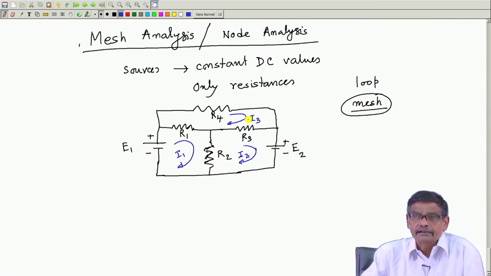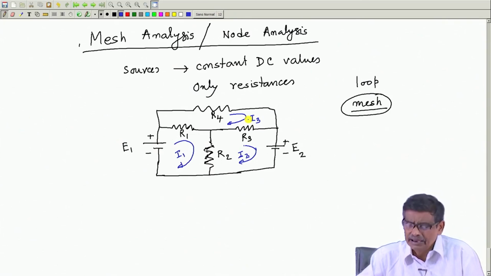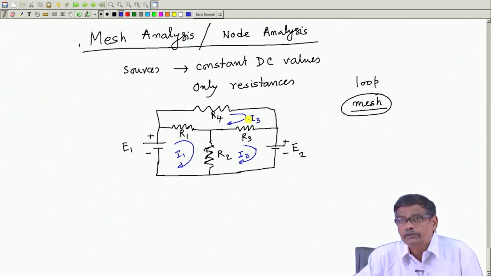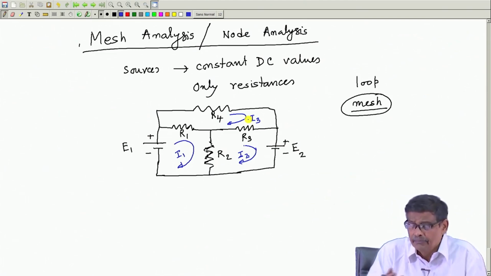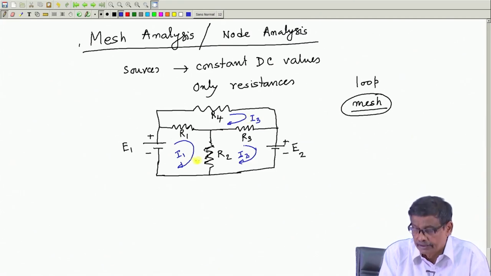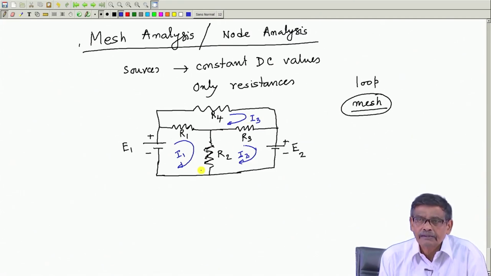These are called mesh currents, which I have assumed. It is preferable because, as I told you, while solving a circuit the direction of the currents is your prerogative. You choose any way you like, but since I want to develop a systematic method to solve a network by mesh analysis, I am telling you to assume the currents in the clockwise direction like that.